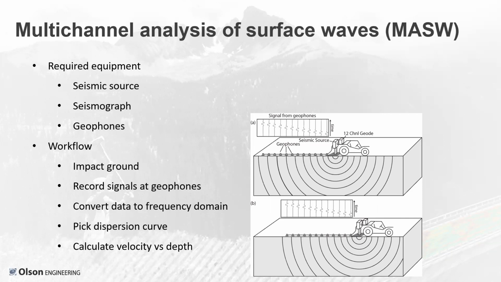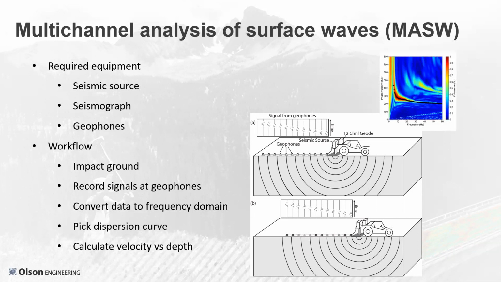Here, though, after we've recorded all the data, we convert the data to the frequency domain, pick a dispersion curve, and calculate velocity versus depth. We typically do both seismic refraction tomography and MASW at the same time. There are minor differences in the setup for collection, but since they're really minor, we often do both and end up processing the data sets both ways. And there's a picture of a dispersion curve, which is the phase velocity versus frequency.